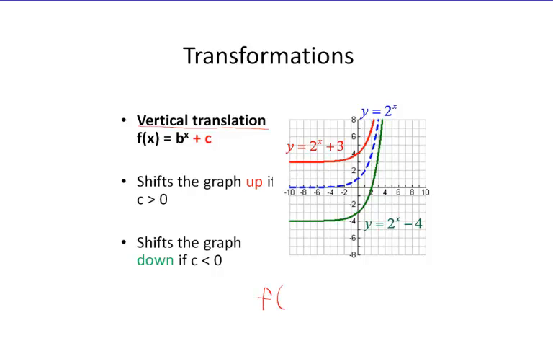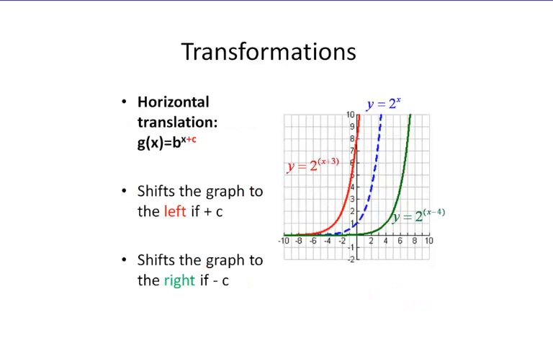If we take our entire parent function, and we add or subtract a value outside of the operation on that independent variable, that is a vertical translation, just like it was for all other functions. When c is positive, it is a vertical translation up. When c is negative, it is a vertical translation down. Exactly like what happened with our other parent functions.